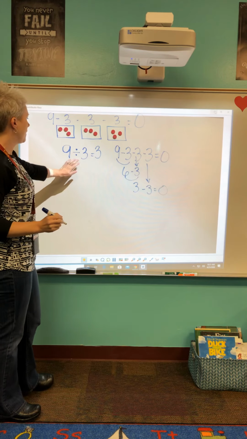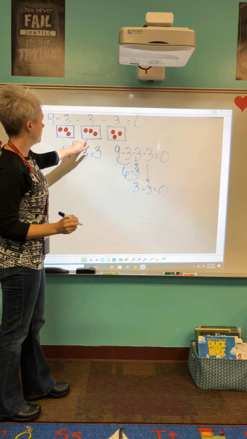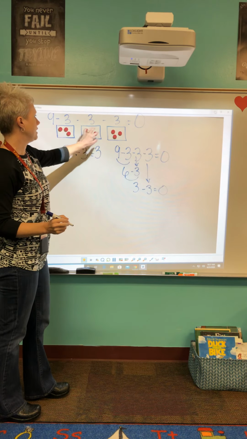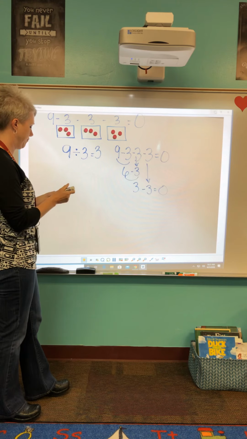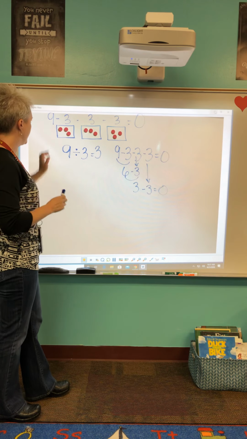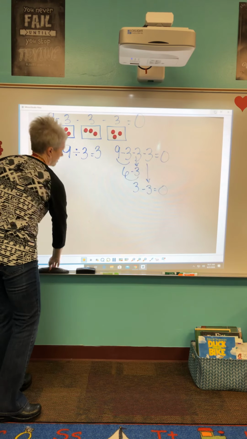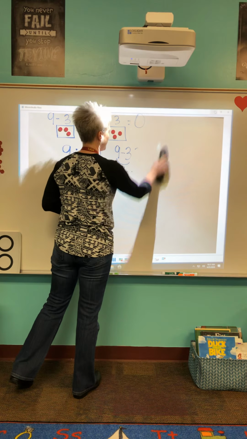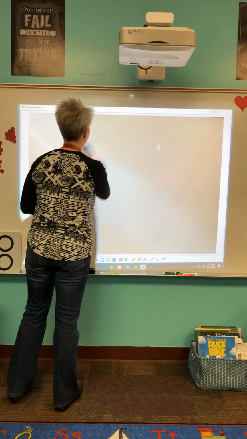So 9 divided by 3 is 3. 9 altogether. Divided 3 times equals 3 in each box. That is just repeated subtraction. All right, 9 divided by 3 is 3. We'll do a couple more examples on the board, and then we'll get into our workbook pages.